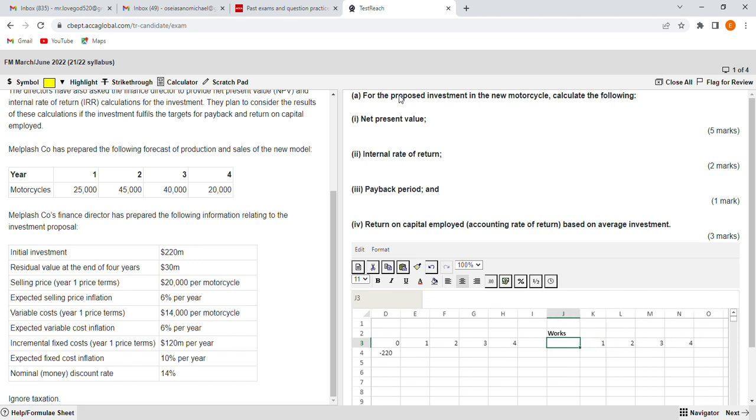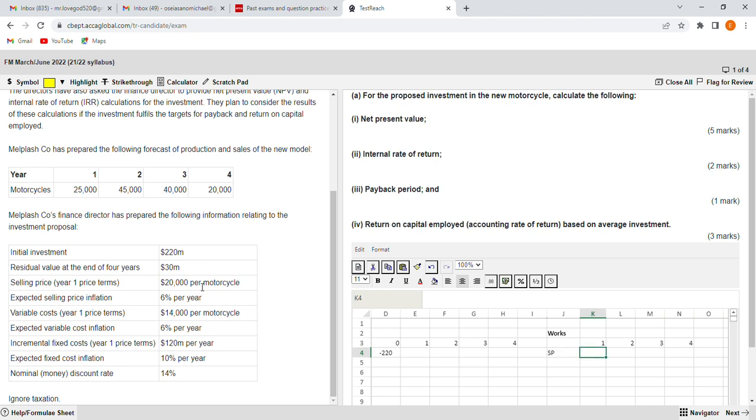Revenue. Now, selling price 20,000, but expected selling price inflation is 6%. But here the question is telling you that the year one selling price is in price terms, meaning that the year one selling price is supposed to be 20,000. It is not supposed to be inflated anywhere. The year one is in price terms, meaning current price terms.